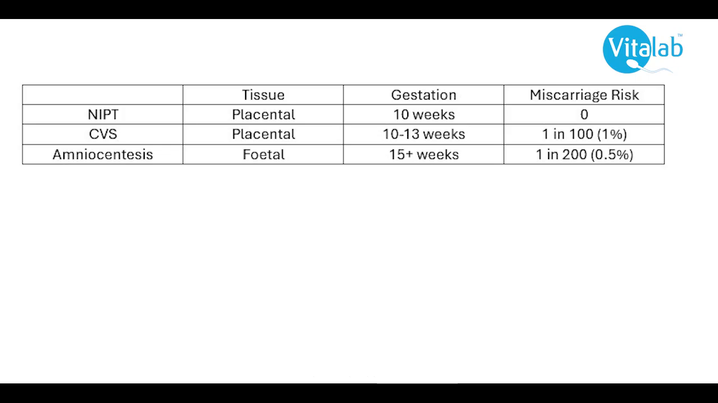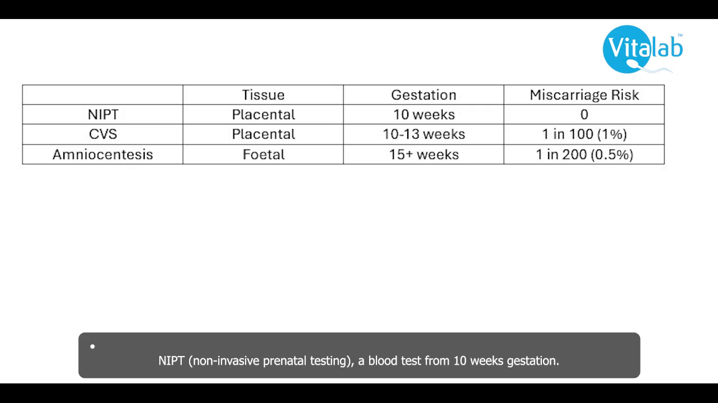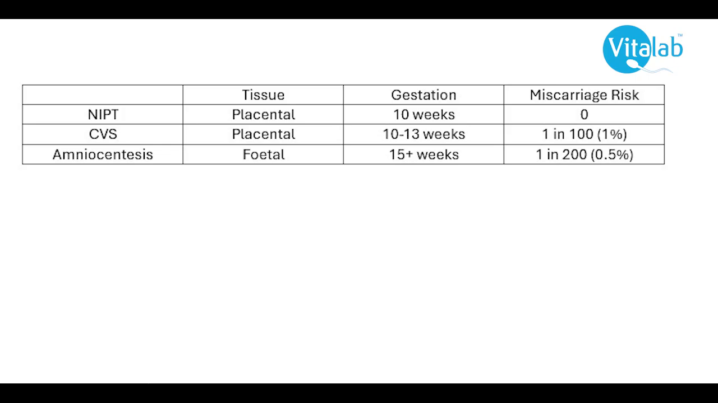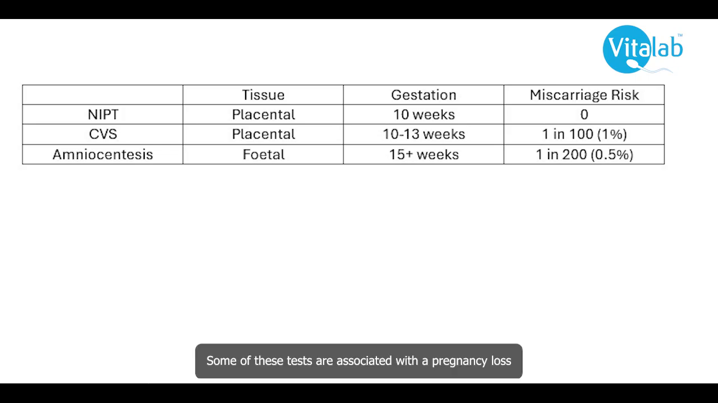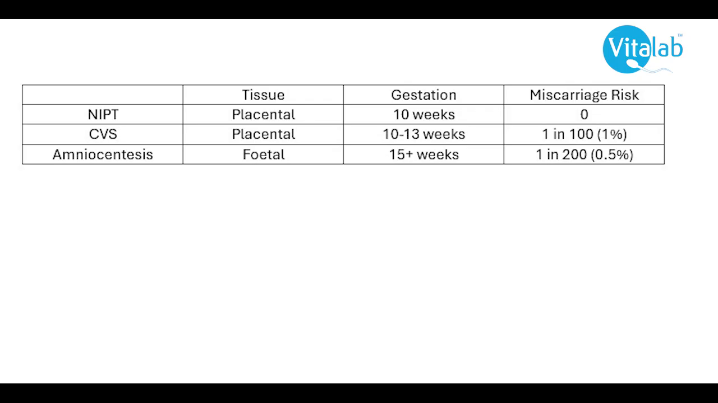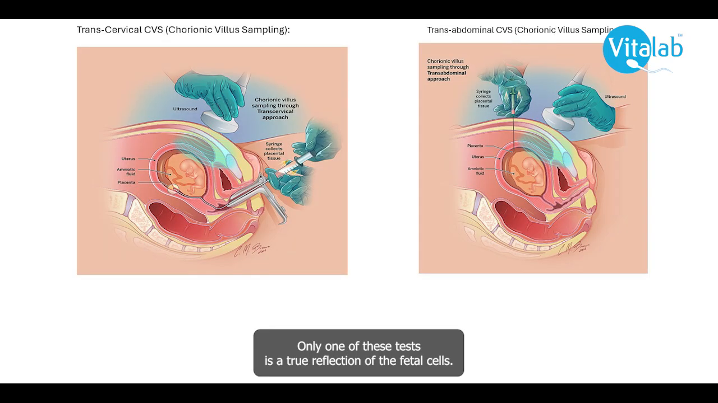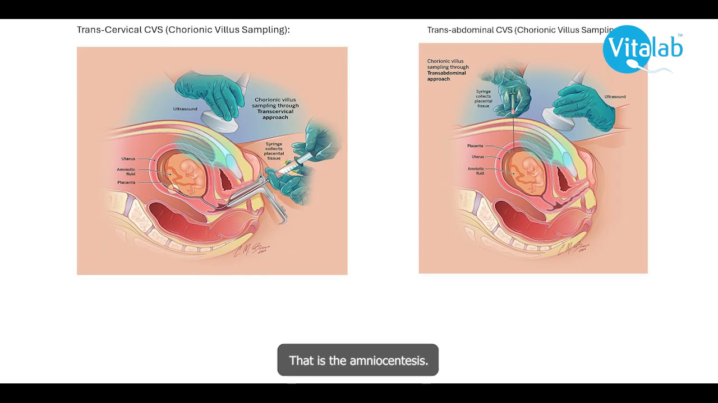NIPT, non-invasive prenatal testing, a blood test from 10 weeks gestation. Chorionic villus sampling, CVS, a biopsy of the placenta from 10 to 13 weeks gestation. Amniocentesis, an aspiration of amniotic fluid at 15 to 20 weeks gestation. Some of these tests are associated with a risk of pregnancy loss. Only one of these tests is a true reflection of the fetal cells, that is, the amniocentesis.